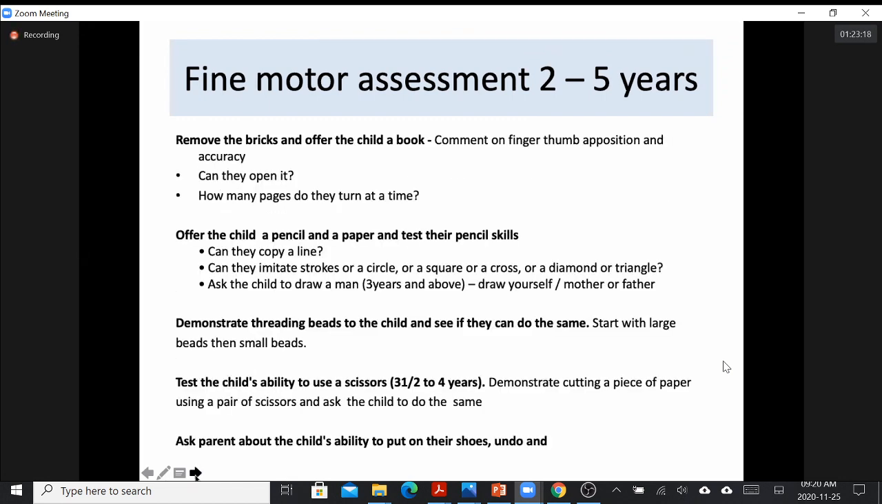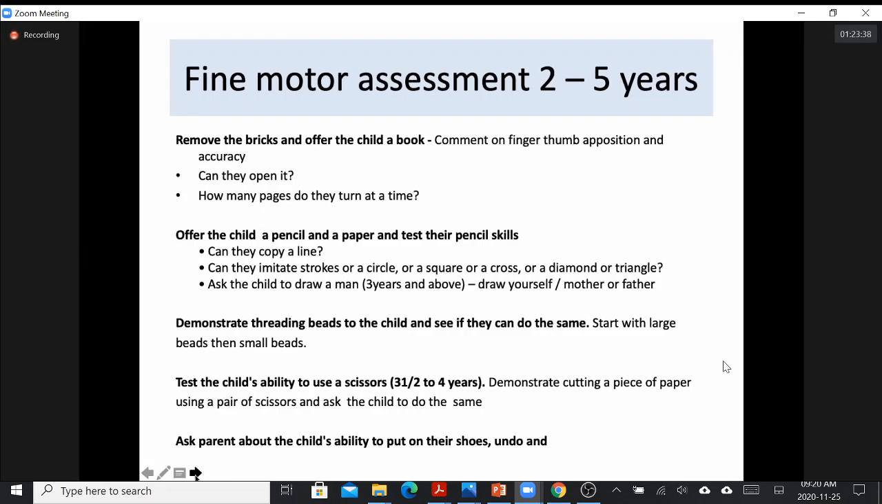So once we remove the bricks, we can offer a book, and we look at how they hold the finger, how they hold the pencil, and whether they can open the book, how many pages they turn at a time, can they copy lines, can they imitate strokes or circles or squares, right?